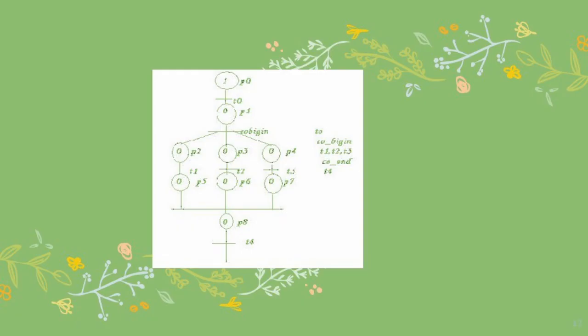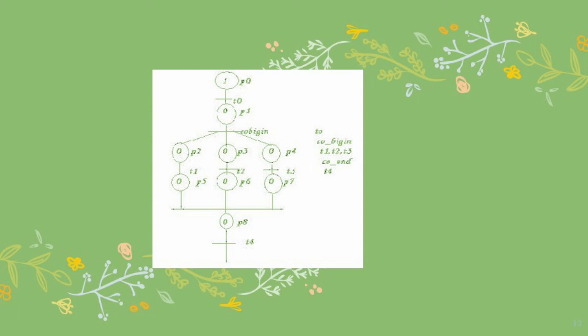Co-begin. This figure illustrates the Petri net that models the indicated computation. Each transition in the net corresponds to a task activation and places are used to synchronize processing. Completion of T0 removes the initial token from P0 and places a token on P1, which enables the co-begin. Firing of the co-begin removes the token from P1 and places a token on each of P2, P3 and P4. This enables T1, T2 and T3.